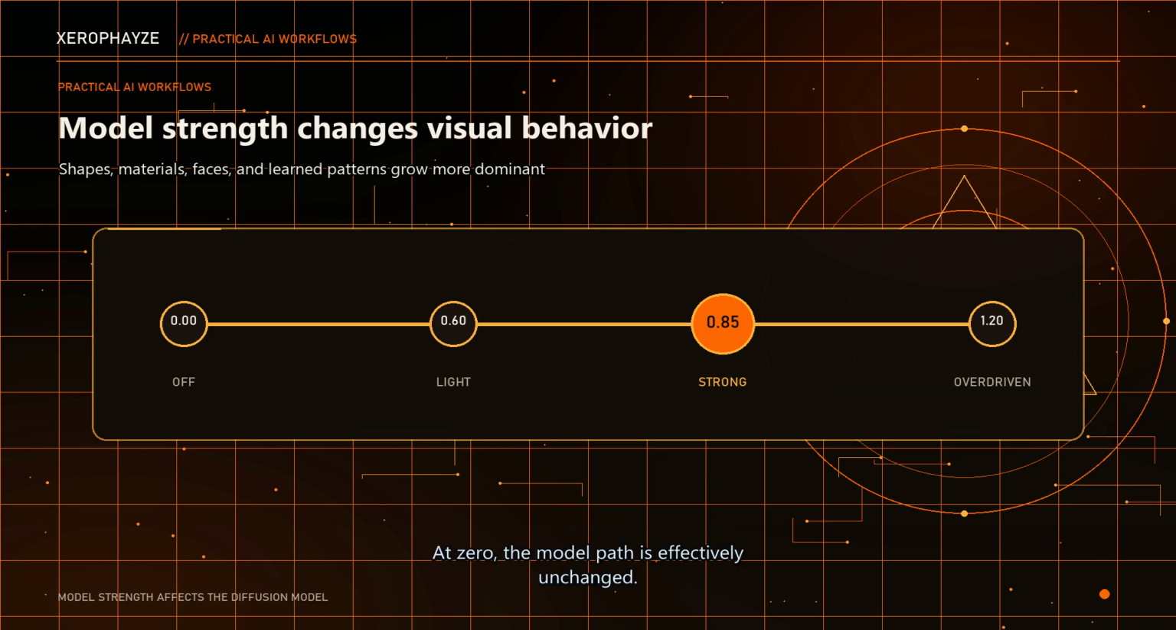At 0, the model path is effectively unchanged. As the number increases, learned shapes, materials, facial structure, and visual patterns become more dominant. High values can be useful for testing, but they can also crush variety or introduce training artifacts.